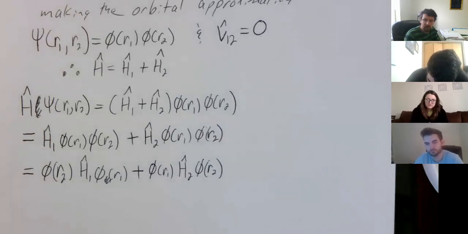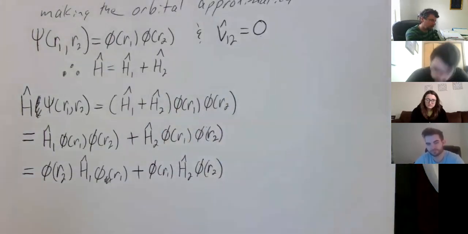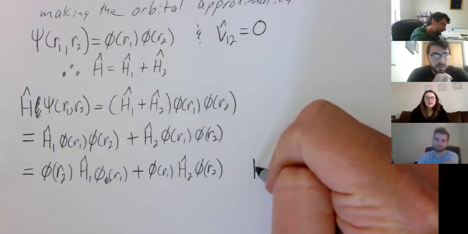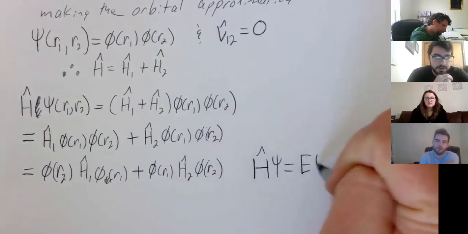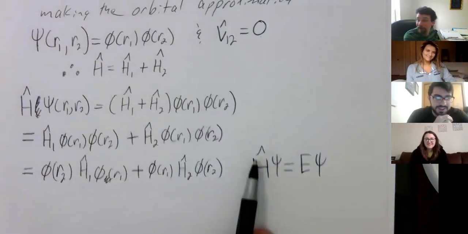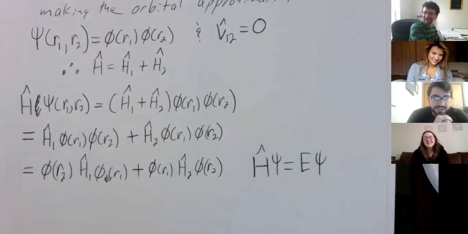Okay, now we're going to use a little trick. What is the generic form of the Schrodinger equation again? H hat psi equals E psi. Yeah. Please use proper terms only.